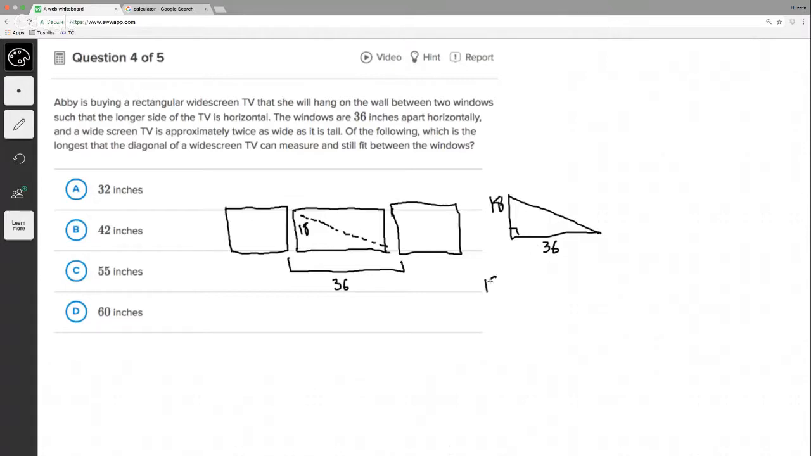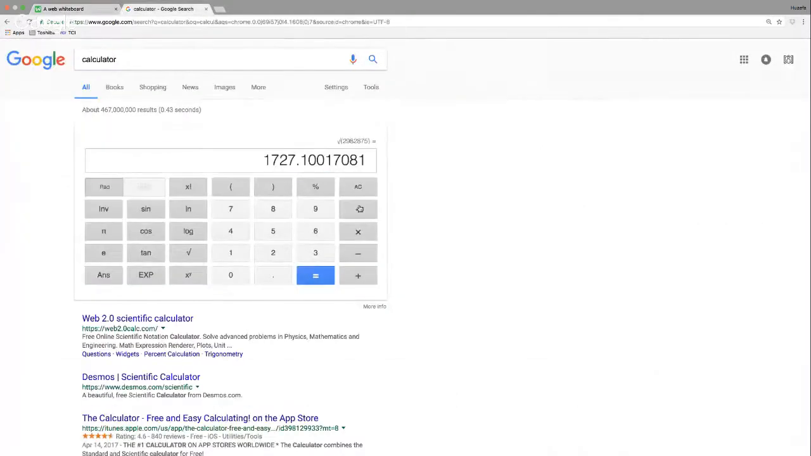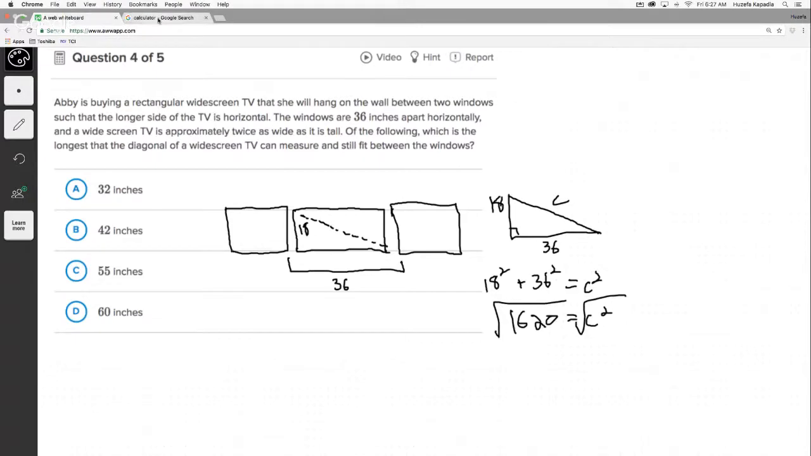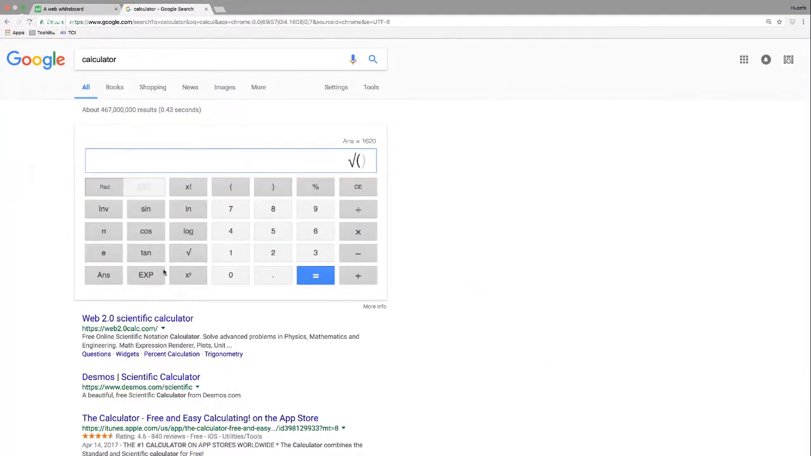So we got 18 squared plus 36 squared equals C squared. I think 18 squared is 324, I can't remember. So it's 18 squared, yeah, it's 324 plus 36 squared equals 1620. So 1620 equals C squared. Then we're going to square root both sides to solve for this. So this does a really nice job here, we can say square root of answer, right? 1620. What do we get?